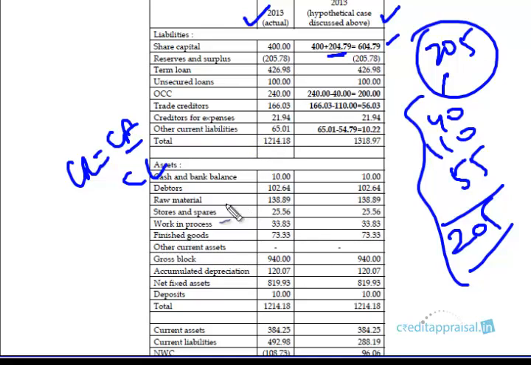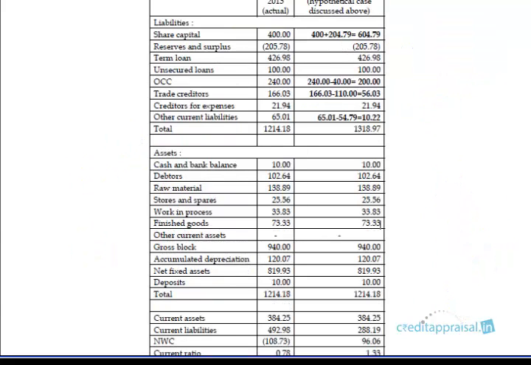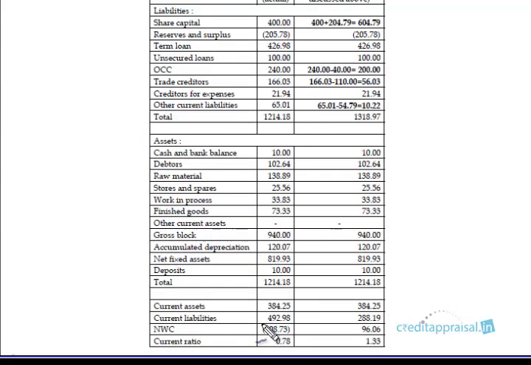Earlier you calculate current assets by current liabilities, it will be less than 1. But now you calculate, you will get exactly 1.33. You do the calculation, because this is the current assets. Okay, so this is the current assets earlier, actuals. NWC negative, current ratio 0.78. But now, had this been the case, had the company infused that shortfall, current assets would be this much, current liabilities would have come down. This is the NWC and this is exactly 1.33.